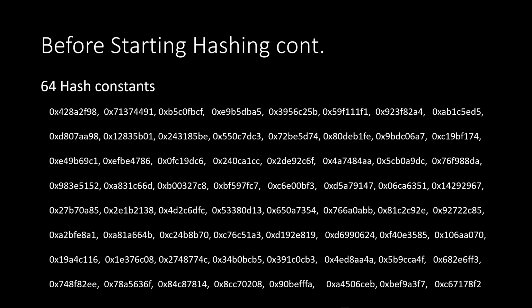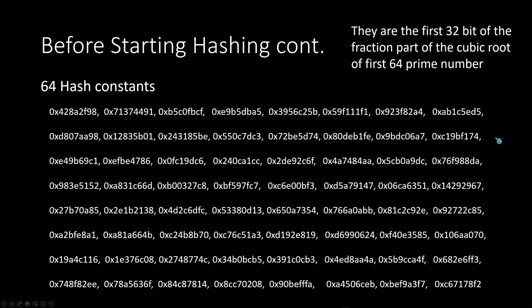And here on the screen are the 64 hash constants. They are the first 32 bits of the fractional parts of the cube roots of the first 64 prime numbers.